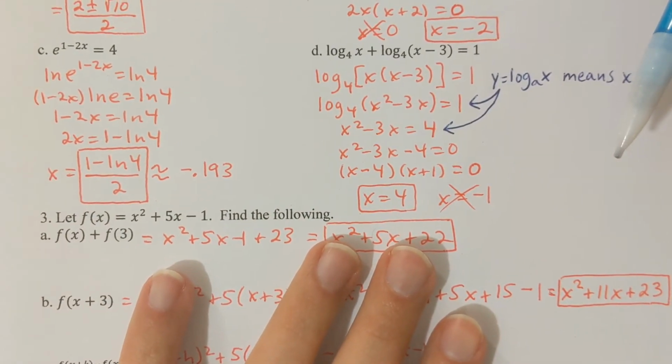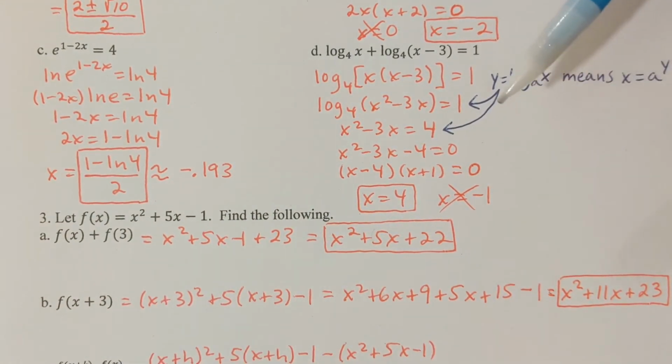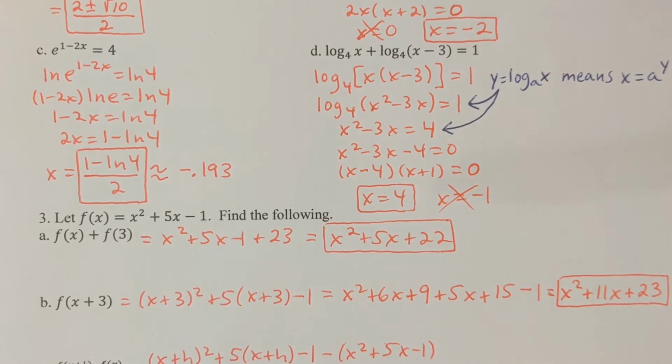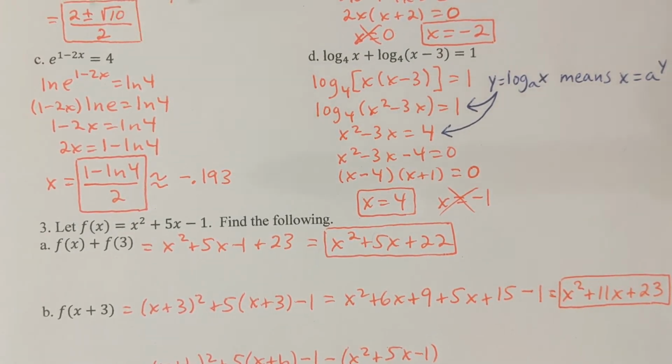Part C, we're solving an exponential equation. There wouldn't be an easy way to get the same base on both sides in this one. That's always the first thing that I want to look for in solving an exponential. Can I get the same base on both sides? I can't rewrite 4 as e to some power. I can't rewrite e as 4 to some power, right?